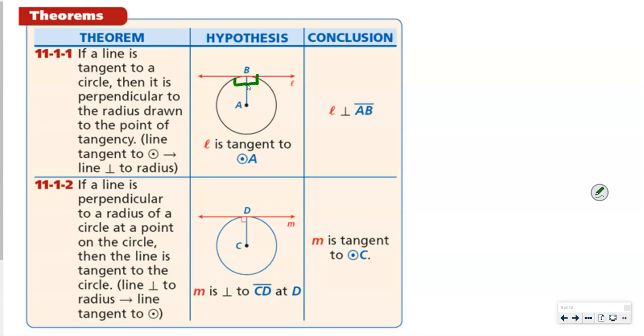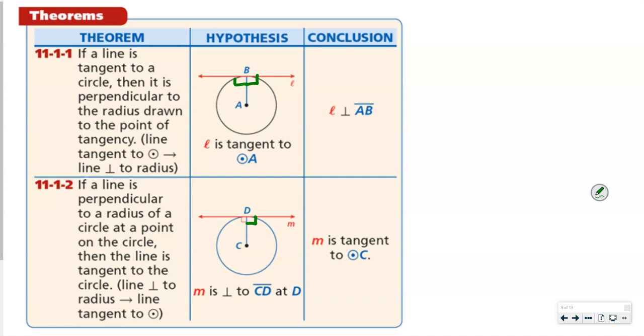If a line is perpendicular to a radius of a circle at a point on the circle, then the line is tangent to the circle, okay? So if we know that there's a right angle there, then the line has to be tangent, okay? And if it is tangent, then we know there's a right angle. And remember also, if there's a right angle on one side of here, there has to be a right angle on the other side, okay?